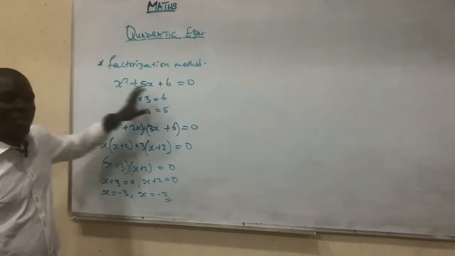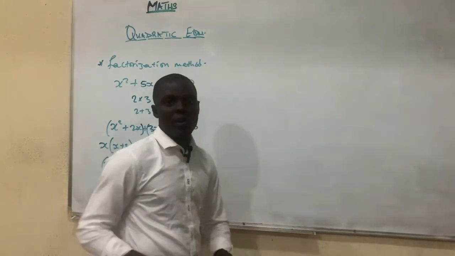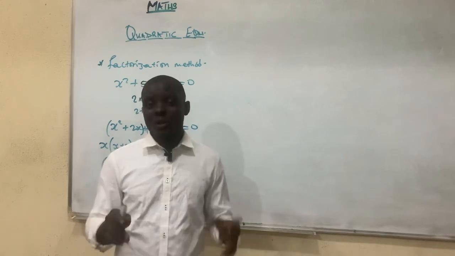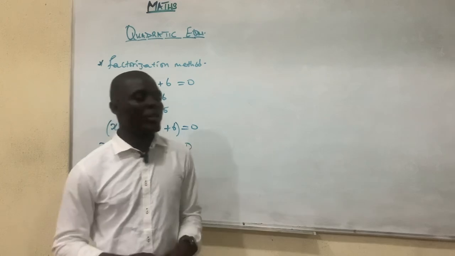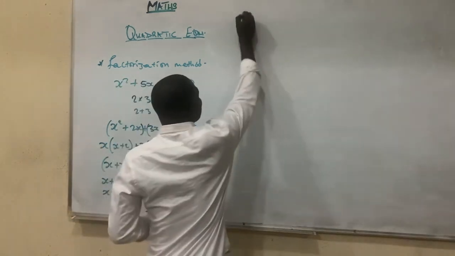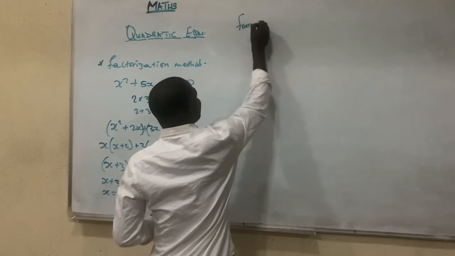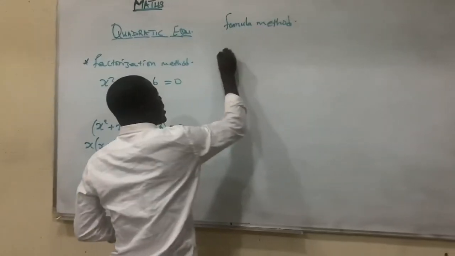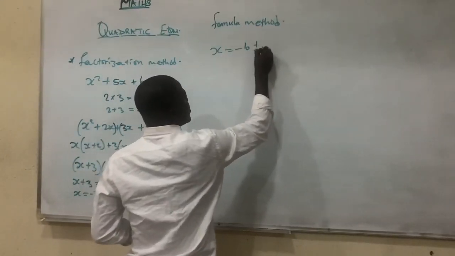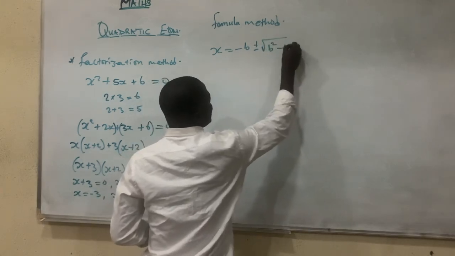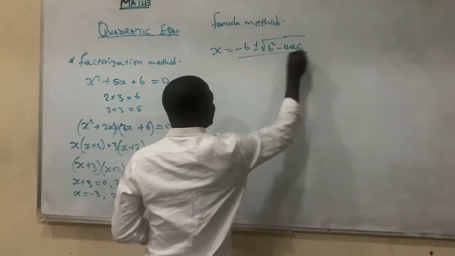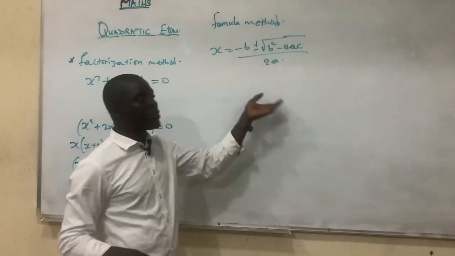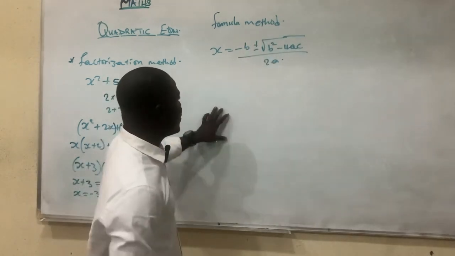Then let's solve this very particular equation using the formula method. Our formula is x equals minus b plus or minus the square root of b squared minus 4ac, divided by 2a. You all know it. This is just the formula. I will derive this formula as time goes on, as we keep on solving.